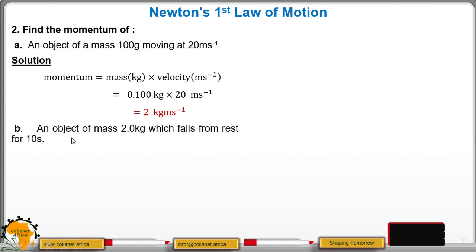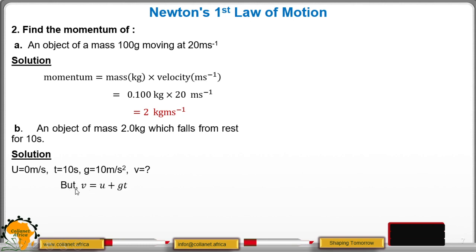Then part B, you're supposed to get the momentum of an object whose mass is 2.0 kg and it is falling from rest for 10 seconds. First of all here, we need to get the velocity. Remember, what is given is the time and the initial velocity. So we are given u, that is our initial velocity, as 0 meters per second. We are also given the time as 10 seconds, and then gravitational acceleration, which is 10 meters per second squared. So we are supposed to get the velocity.